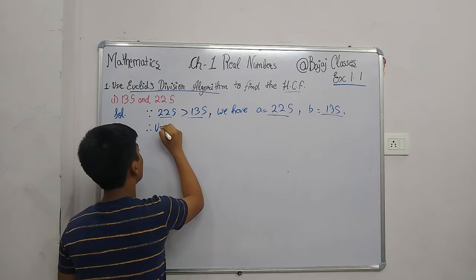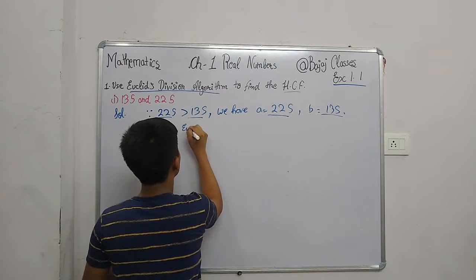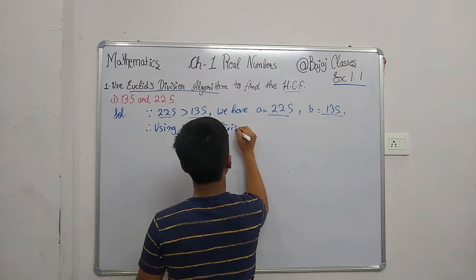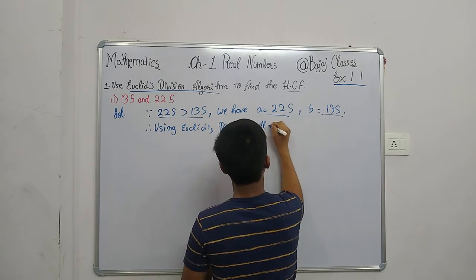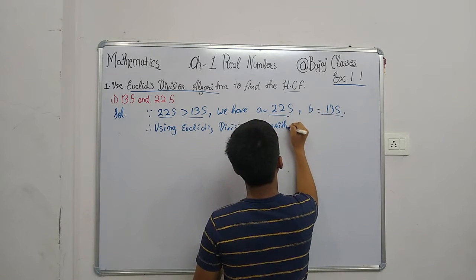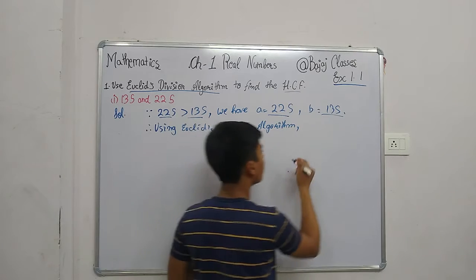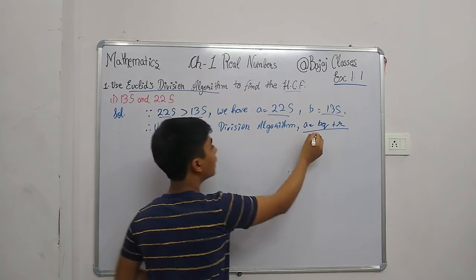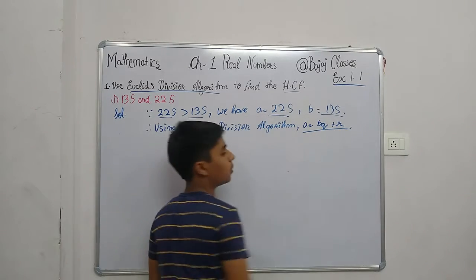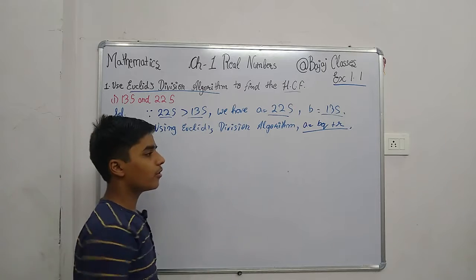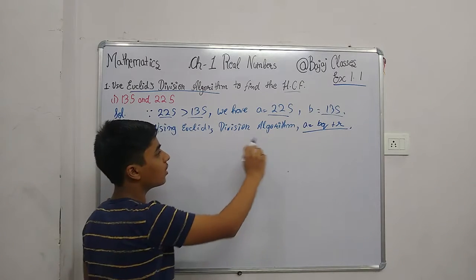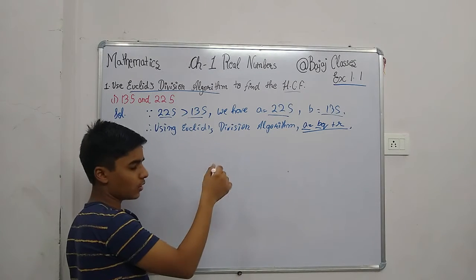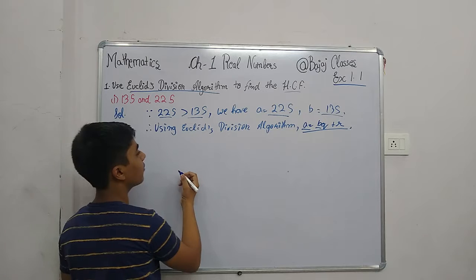Therefore, using Euclid's division algorithm. Now what is Euclid division algorithm? A equals BQ plus R. This is the main concept of this chapter, A equals BQ plus R. We are solving many questions by taking this A equals BQ plus R. Now we have A, we have B, we have to find Q and R, and also the HCF.